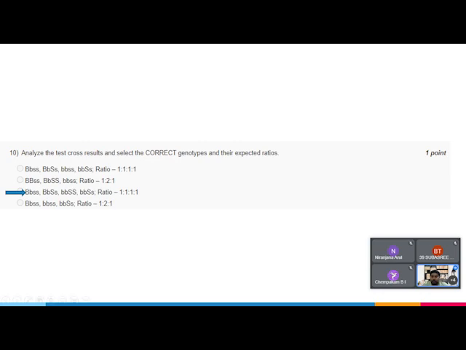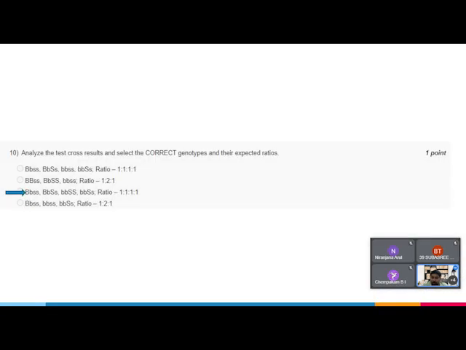So the correct option is option C. That is, these are the particular genotypes that we got, and the ratio is 1 is to 1 is to 1 is to 1. So I would like to ask a question on top of this. What do you think is the phenotypic ratio that we see here? So genotypic ratio is 1 is to 1 is to 1 is to 1. Ratio of them, all of them are the same. What is the phenotypic ratio that we see?